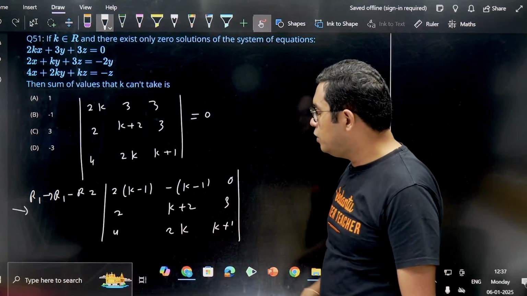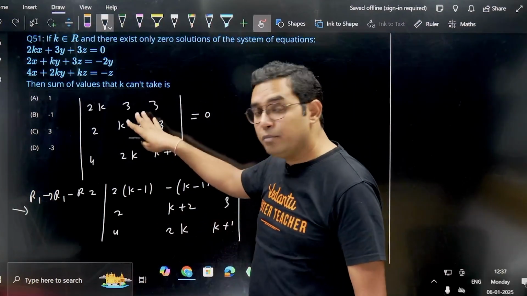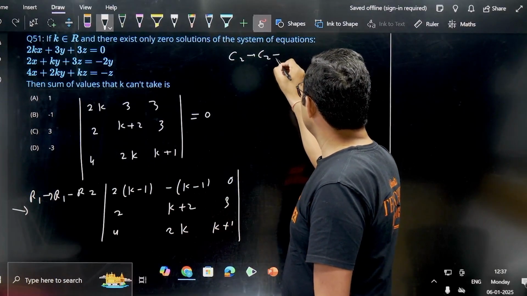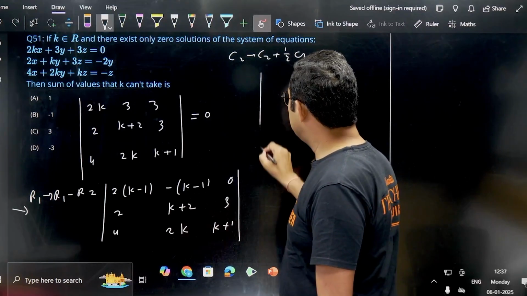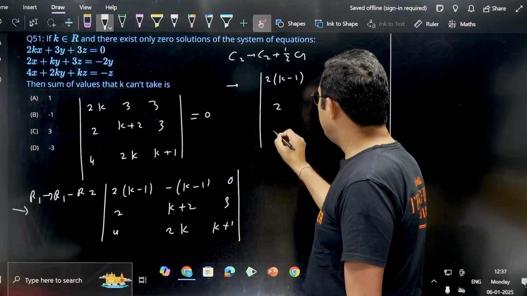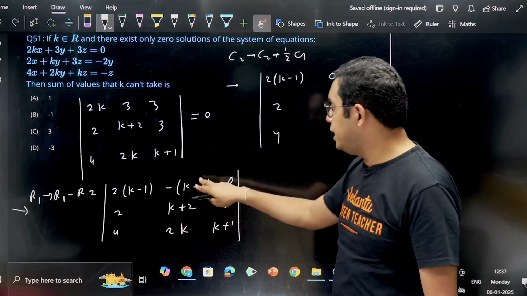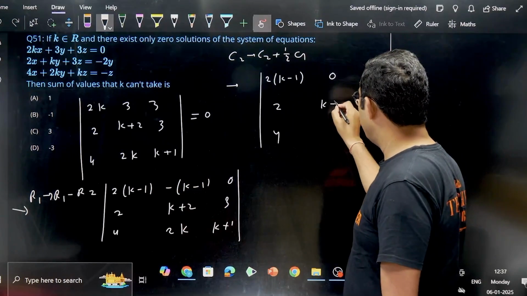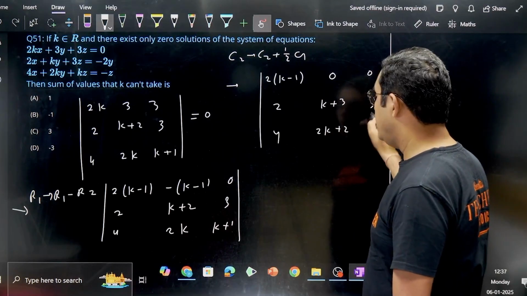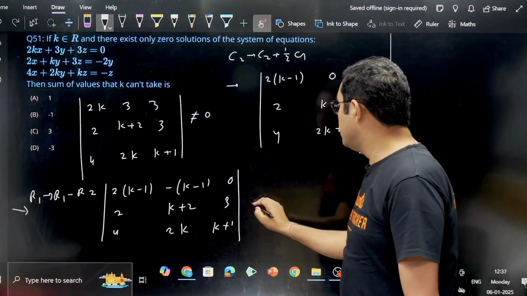Now what we can do, we can take 2 common from the first column. I can multiply by half the first column and add to column 2. So column 2 will be column 2 plus half column 1. In that case, this determinant will become, in the first column, 2 times k minus 1, 2 and 4, it will not change. This will become 0 because of this half, and this will be 0. And for this, it will be k plus 3, and that will be 2k plus 2. And here it is 0, 3, and k plus 1. And that should be not equal to 0.